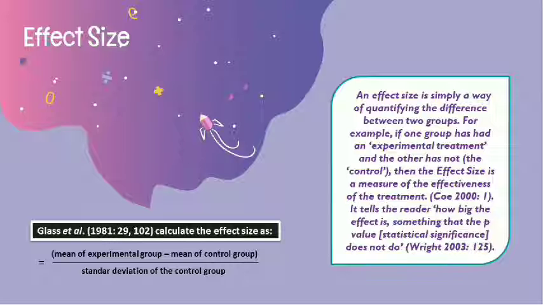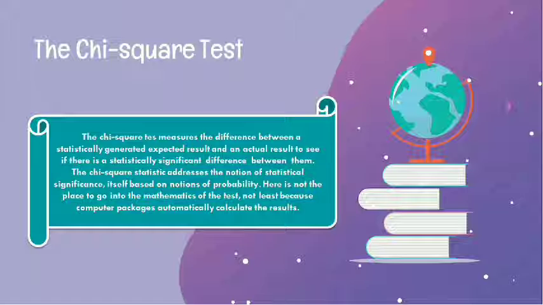Next, the effect size. An effect size is simply a way of quantifying the difference between two groups. For example, if one group has had an experimental treatment and the other has not, the control, then the effect size is a measure of the effectiveness of the treatment. It tells the reader how big the effect is, something that the p-value or statistical significance does not do. Glass et al. calculate the effect size as the mean of the experimental group minus the mean of the control group, per standard deviation of the control group.